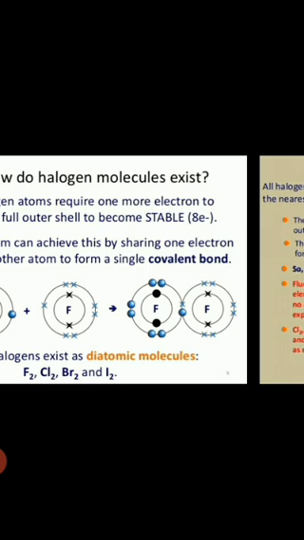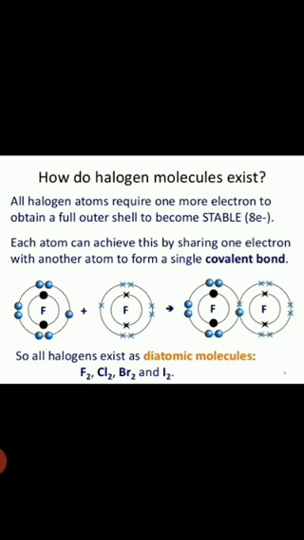Now, how do the halogen molecules exist? As I said earlier, they exist in the diatomic state. All the halogen atoms require 1 electron to gain stability. Each atom can achieve this by sharing 1 electron with another atom to form a single covalent bond. Hence, the halogens exist as diatomic molecules: F2, Cl2, Br2, and I2.